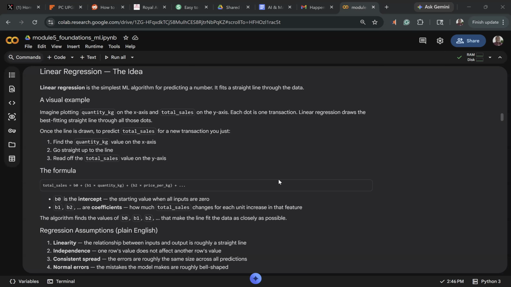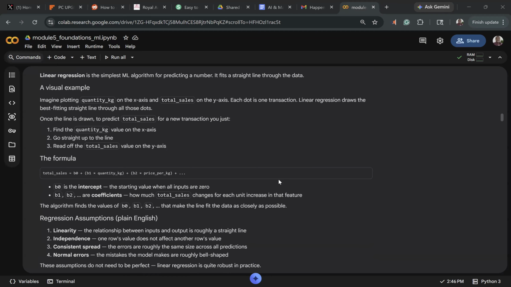Once the line is drawn, to predict total sales for a new transaction, you find a quantity value on the x-axis, go straight up to the line, and read off the total sales value on the y-axis. Don't worry, we'll show you what the diagram looks like.